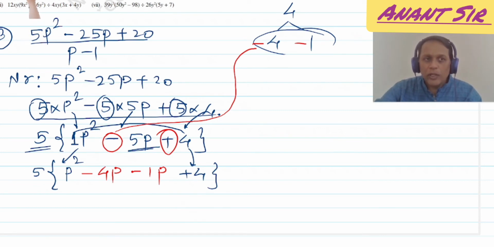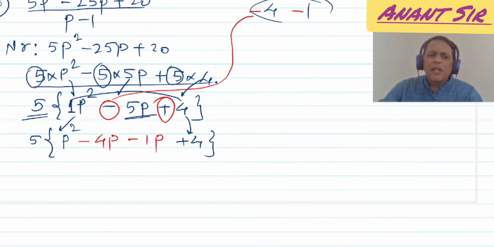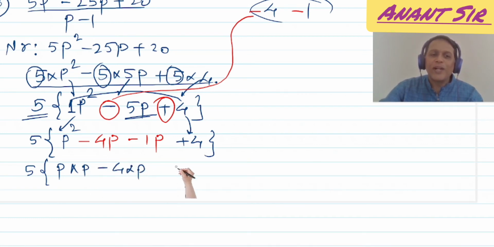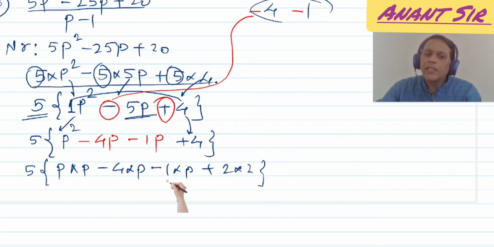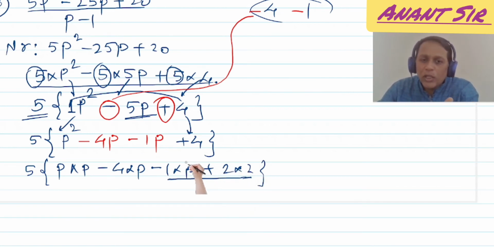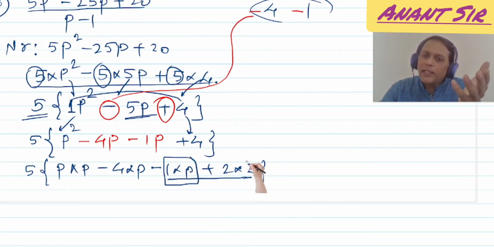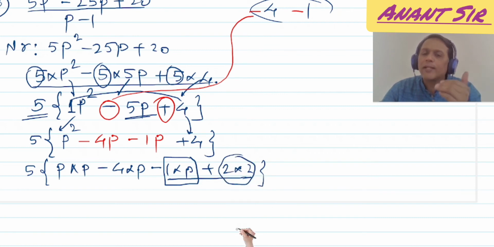And now we are going to solve this further. So now we just have to take common. What can I take common in the first 2 terms? p square I write as p into p, 4p as 4 into p, 1p as 1 into p, and 4 as 4 times 1. There is no meaning in writing this 4 as 2 times 2, because in the last 2 terms, 2 is not there in both the terms. The third term does not have 2.